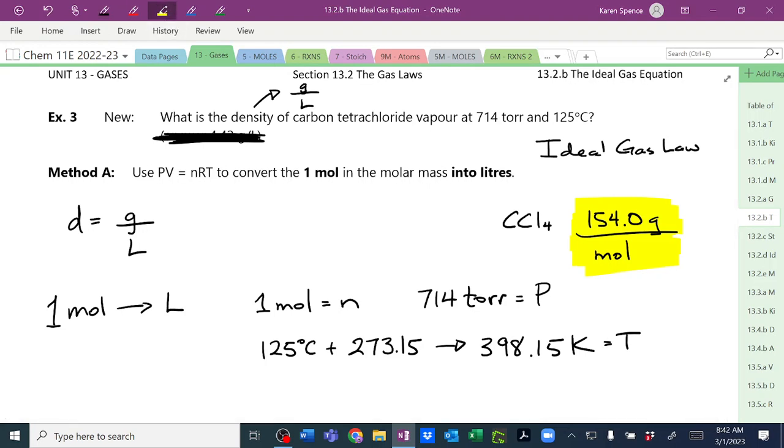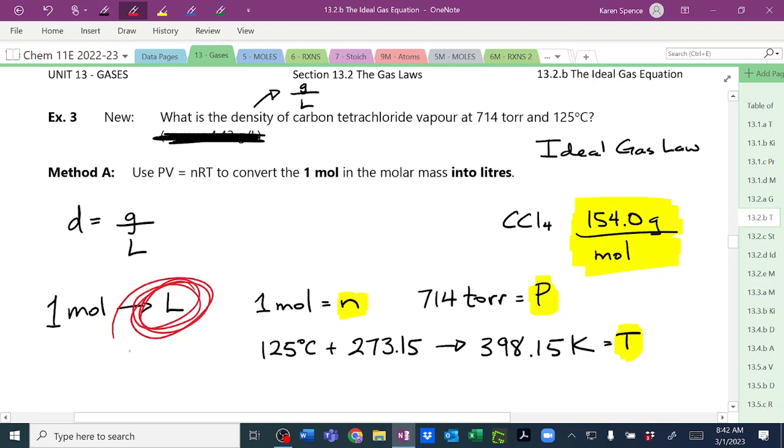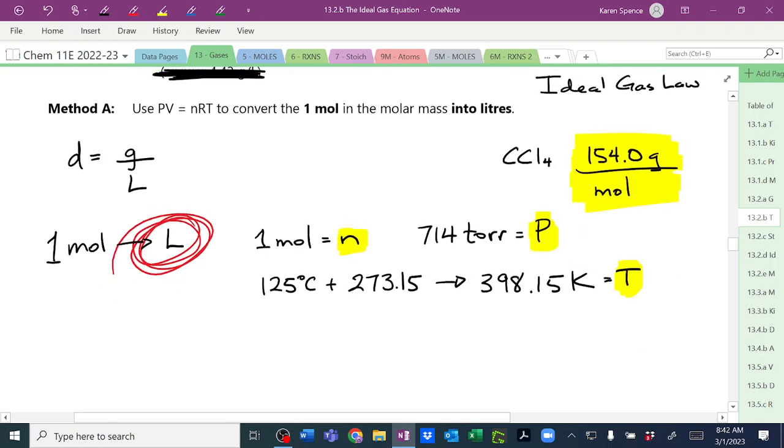So now we have a pressure, a temperature, and moles, and what are we trying to find? We're trying to find grams per liter. We are trying to find liters, because we know that there's 154 grams per mole. We want to know how many grams that is per how many liters. So this is going to be 154 grams per we don't know how many liters. And we're going to find liters by using the ideal gas equation. Can you remember the ideal gas equation?